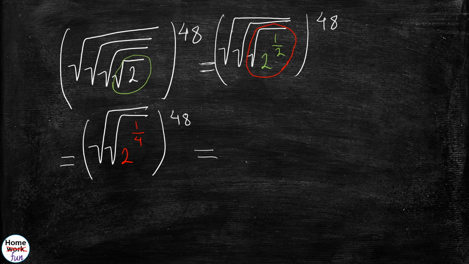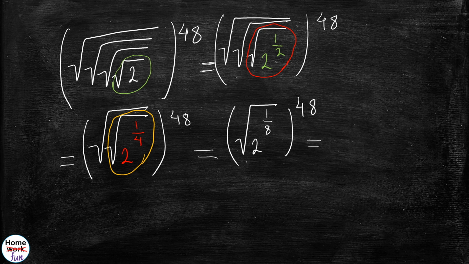Excellent. Let's do that one more time and put a circle around what I'm dealing with now in this step. So 2 to the power of 1 over 4 again gets halved. So 2 to the power of 1 over 4 divided by 2, it becomes 1 over 8. How many square roots do I have left? Just 1. This gets to the power of 48. Let's deal with it one more time. 2 to the power of 1 over 8 gets halved again. The exponent gets halved. So it becomes 2 to the power of 8 over 2, that is 1 over 16. And this gets multiplied by 48.